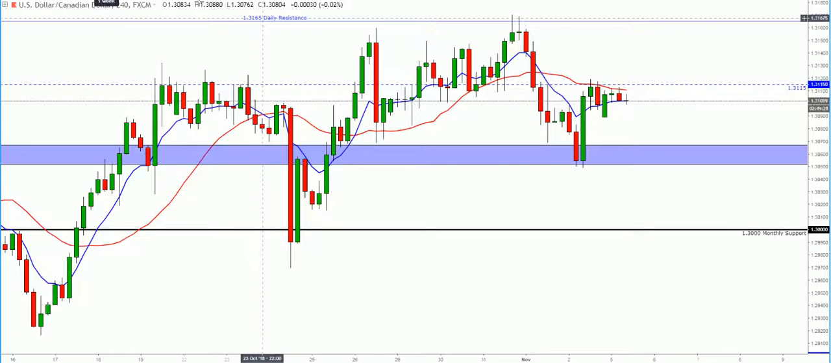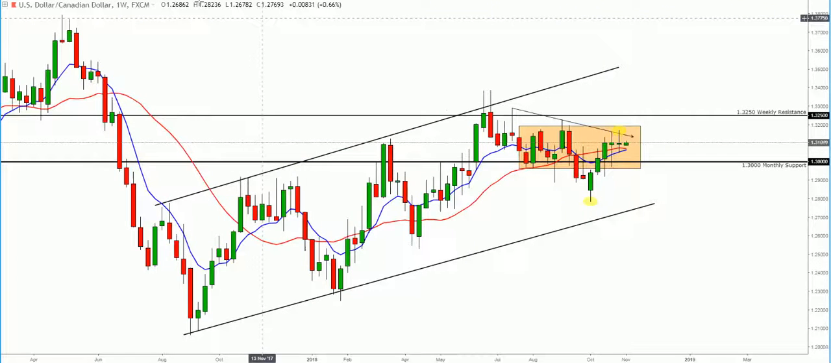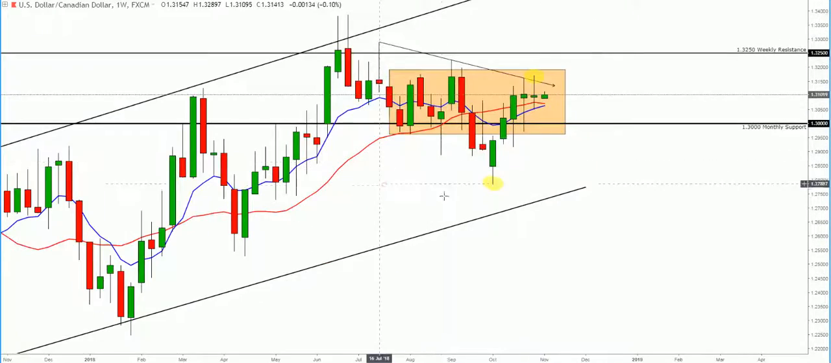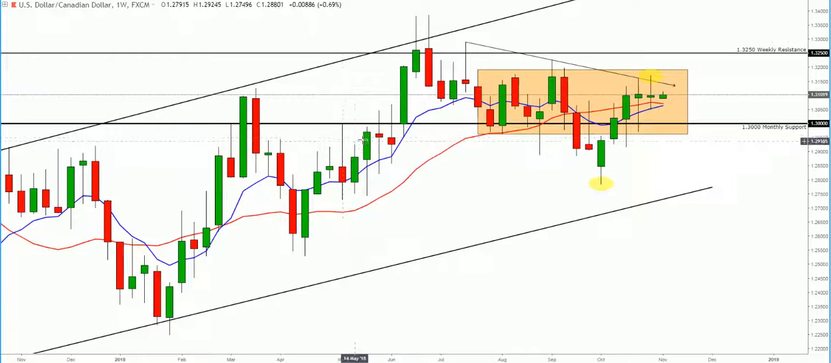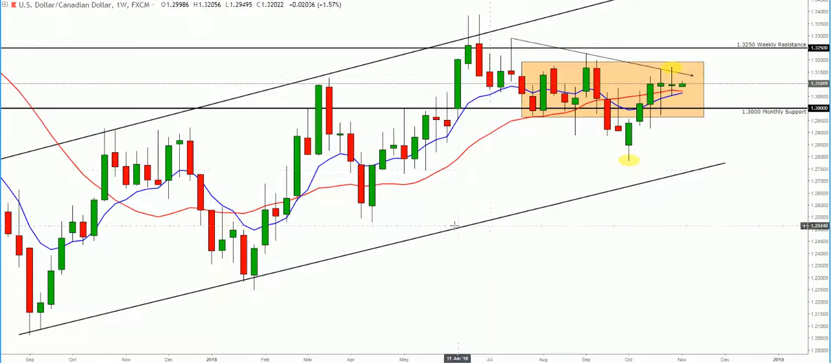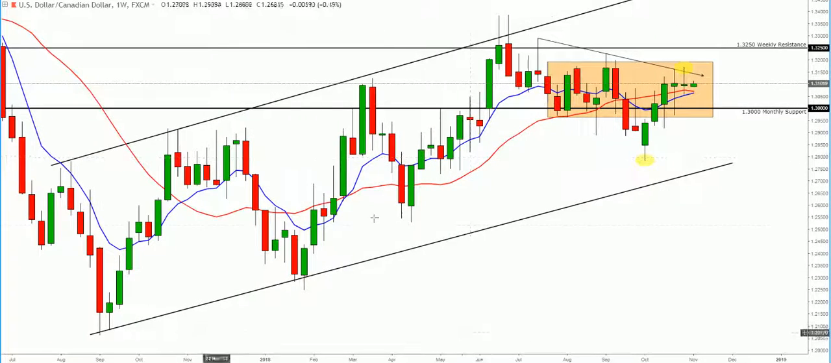So now onto USD CAD, and to be honest with you, this has not been my best friend recently. I have been doing my analysis on it, however it has been a little bit all over the place for me. As you can see, a bit of choppy price action. We are trending upwards overall in this channel.